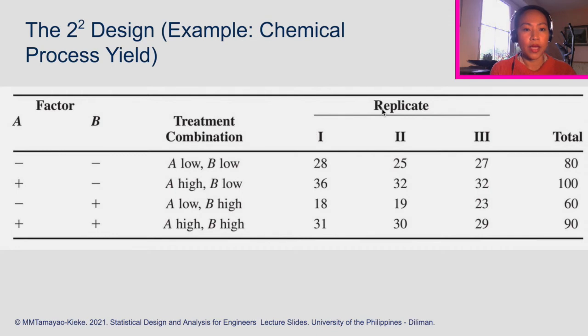And we have here, as you can see, 3 replicates. For the first replicate, these are the observations for these combinations. For the second replicate, and then the third replicate. And the last column basically shows you the total of the experiments for each row or for each combination. So 80 is equal to 28 plus 25 plus 27, and so on.